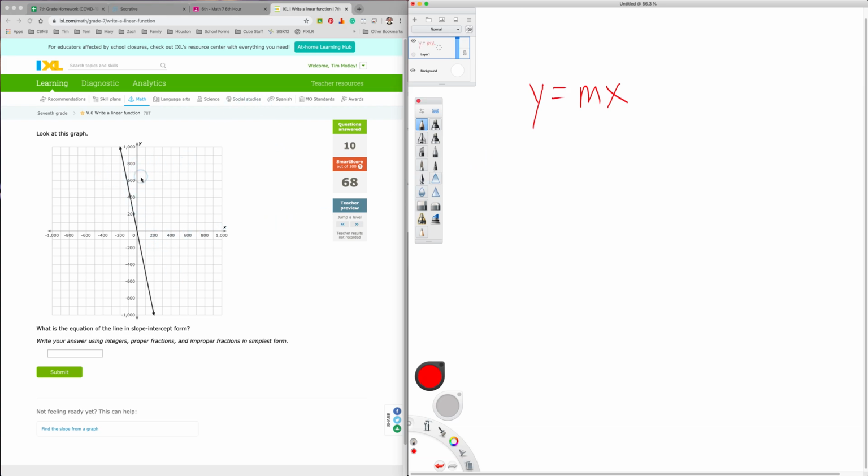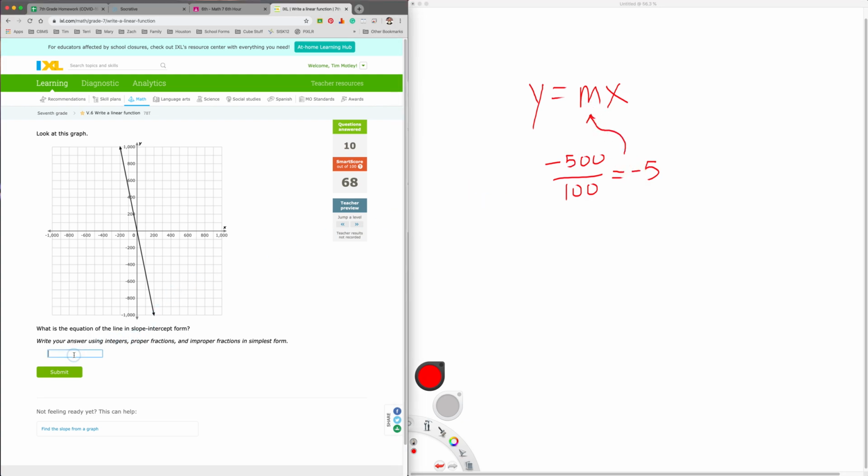This line is going down to the right, so I know m is a negative number. So if I start here at the origin, I need to go down and over, but I don't want to guess, so I'm going to go to here. Right here, it looks like it's down at negative 500 and over at 100. So the steepness is down 500 over 100. And the zeros can cancel out. You end up with negative 5. So that is my slope number. So it's y equals negative 5x.